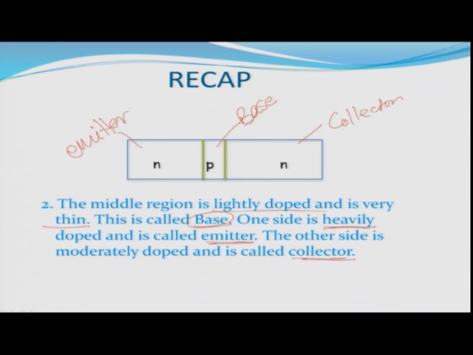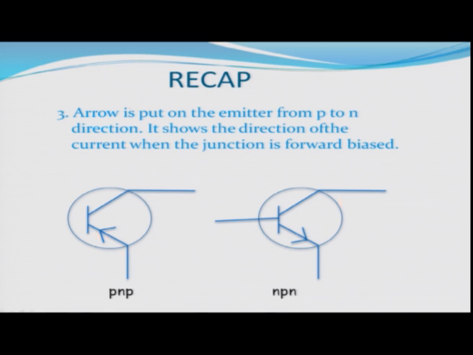Geometrical dimensions also, collector is slightly wider in general than emitter, but the basic distinguishing factor is the doping. The emitter is heavily doped as compared to collector, and base is of course very lightly doped.